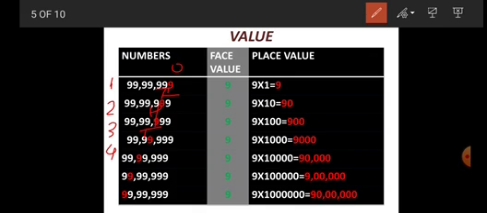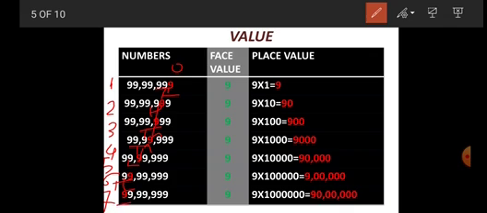9 is in the 1000 place. So 9 multiplied by 1000 equal to 9000. The fifth example, 9 is in the 10,000 place. 9 multiplied by 10,000 is equal to 90,000. The place value of 9 is 90,000. The sixth example, 9 is in the lakh place. 9 multiplied by 1 lakh is equal to 9 lakh. Seventh example, the colorful digit 9 is in the 10 lakh place. So 9 multiplied by 10 lakh is equal to 90 lakh.